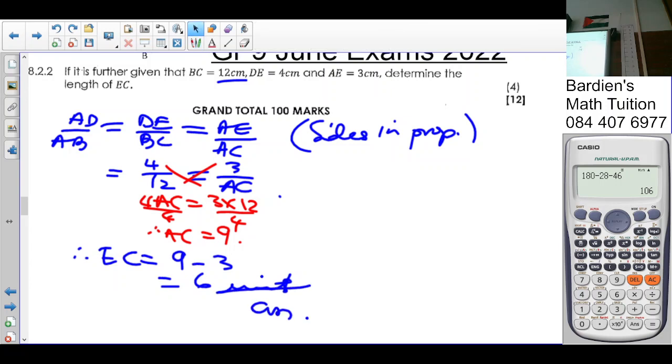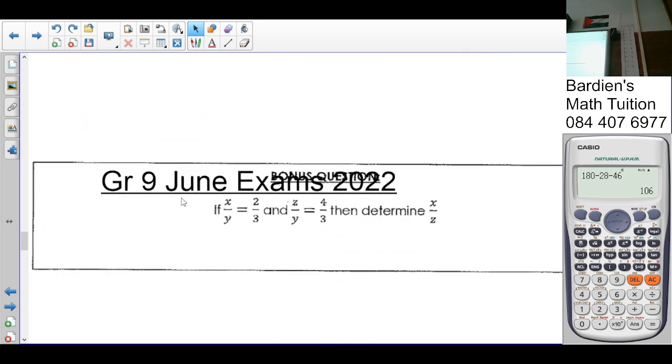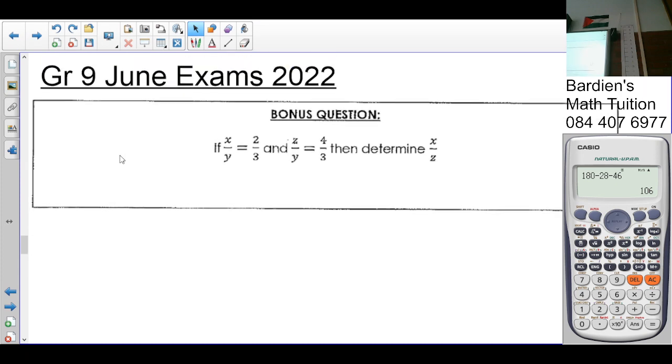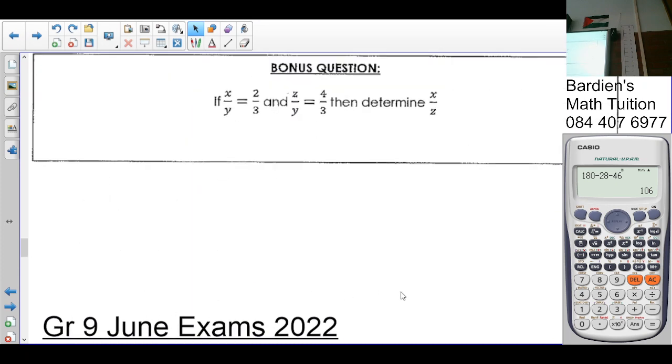Okay. Bonus. How many of you got the bonus question right? Easy. This is an easy bonus question. If x over y is 2 over 3 and z over y is 4 over 3, then what is x over z? So many ways of doing this. So x is equal to, cross multiply, 2y over 3. Z is going to be 4y over 3.